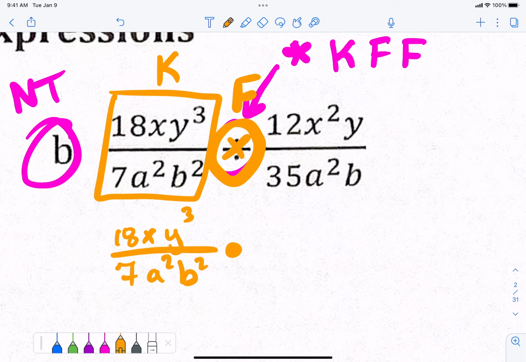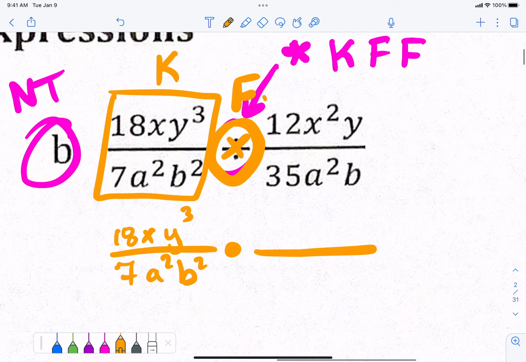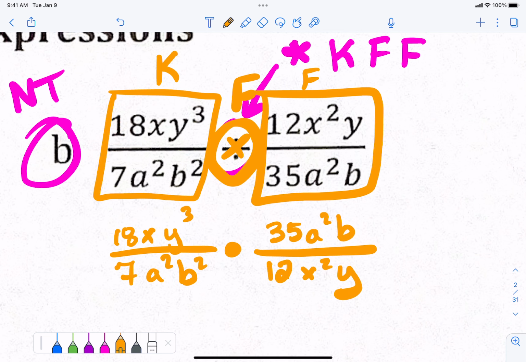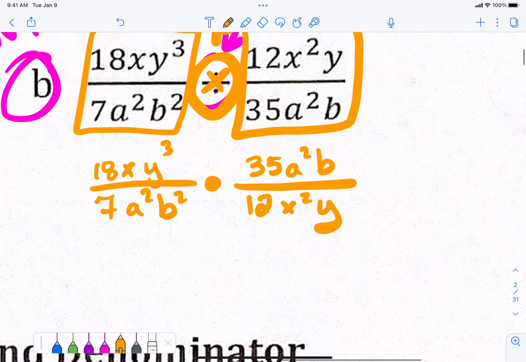You can do an X or a dot. I'm going to do a dot just because we have X's as variables, and then it looks weird. And then the last thing that you flip is? This guy gets flipped so that the 35 is on the top. When you are dividing by a fraction, it's called multiplying by the reciprocal. We reciprocate it, which means we flip it, right? So we are multiplying by the reciprocal. Any questions about keep, flip, flip? Whenever you're dividing, always keep, flip, flip.